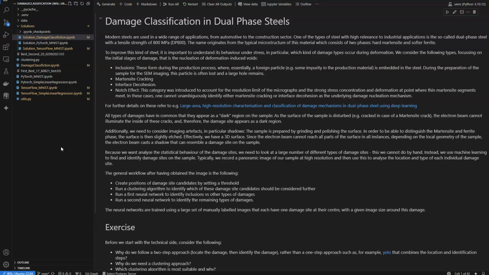If you want to learn more, there's a publication on large area high resolution characterization and classification of damage mechanisms in dual-phase steel using deep learning, and its successors.